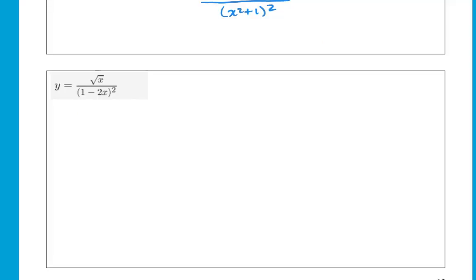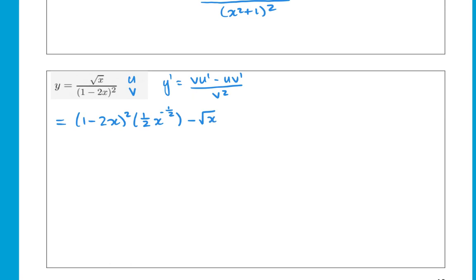So let's take a look at the second example. So we've got u, v, it's a fraction, so we know we need the quotient rule. vu dash minus uv dash all over v squared. Remember, lots of brackets. So v, 1 minus 2x all squared, times u dash. Okay, so bring the power down, decrease the power by 1. You might like to do it over on the side, and that's completely fine. u, square root of x, times v dash.